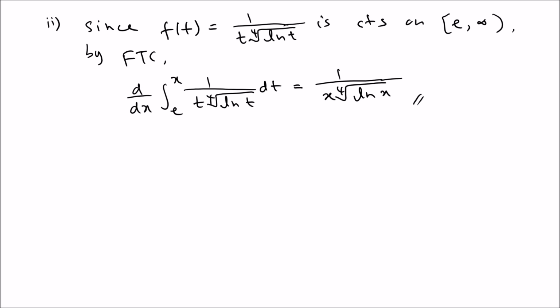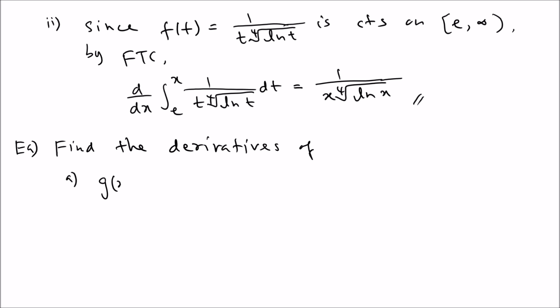So let's do a few more examples. I want to show you the benefit of that. So let's do another problem. Find the derivatives of the following. Let's do the first one. Let's say g(x) equals the integral from -1 to x of t times the square root of 1 plus t squared dt.